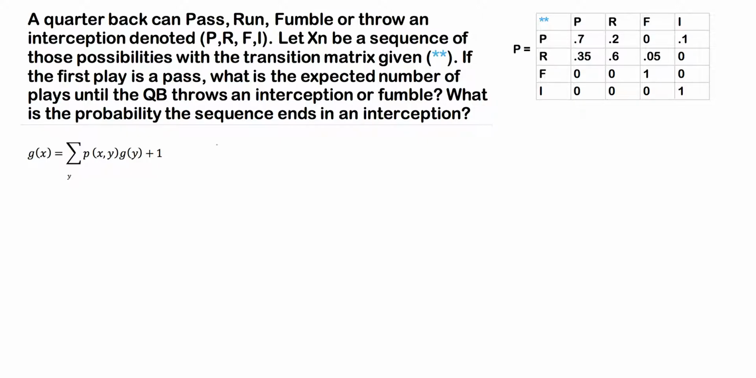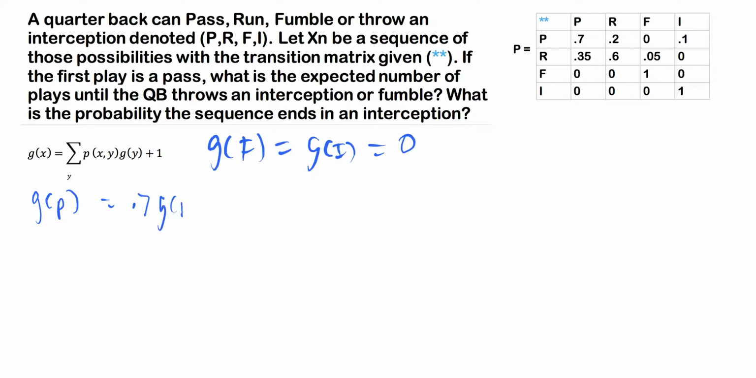So what we're going to do here is set g of F equal to g of I equal to 0. And what we want is g of P, since they say the first play is a pass. We're going to use our function to set up a system of linear equations and then solve that system. So g of P equals 0.7 g of P plus 0.2 g of R. Since g of F and g of I are 0, I'm going to leave those out and then add that 1. The reason we add that 1 is because we have to account for a first play elapsing. If we want the expected number of plays starting with the pass, we have to account for the pass. So that's why we add that plus 1.